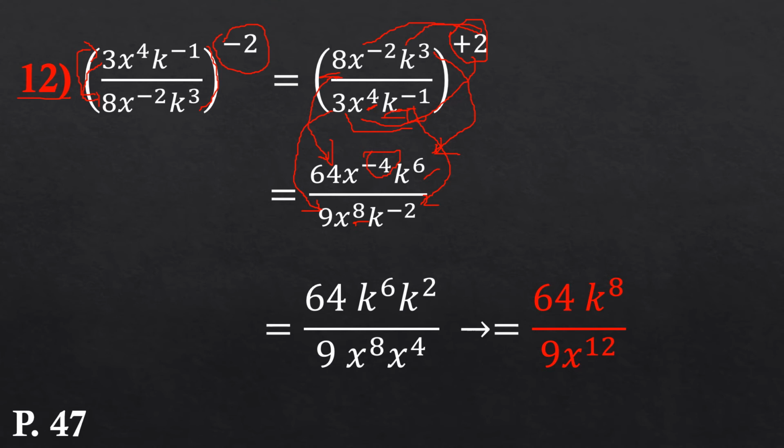Okay, so 64, k power 6, and also here we have k power 2, so it will be k power 8, and also we have 9, x will be x power 12, by adding their powers with the product of the powers. When we have the same base, we add their exponents.